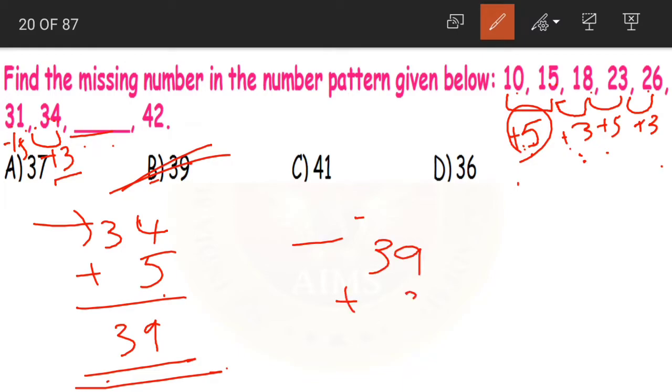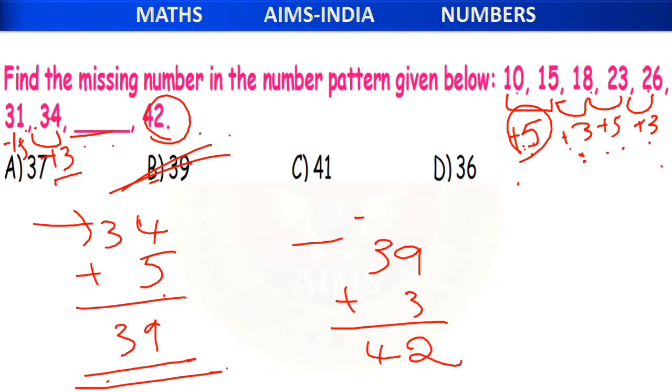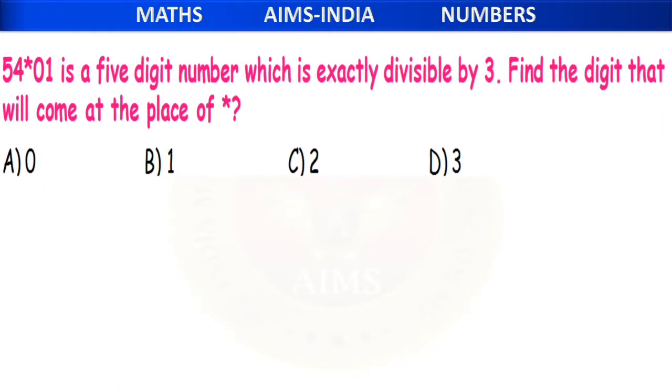Again, to this 39, when we add 3, we get 42 as our answer. That is the number given here. Yes. So adding 5, then adding 3. Adding 5, adding 3. Option B, 39 becomes the correct answer. Next question.